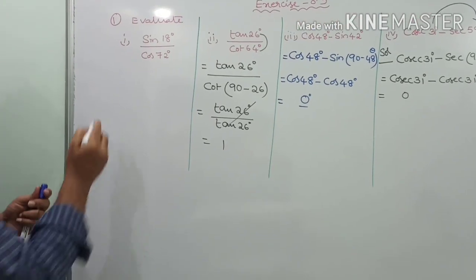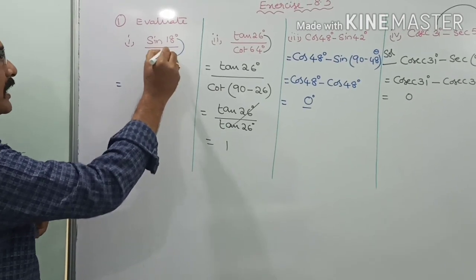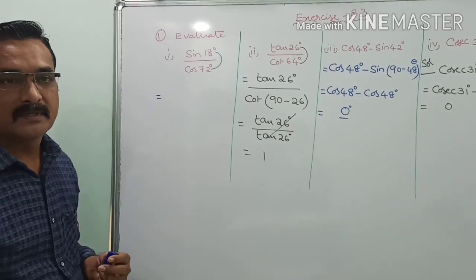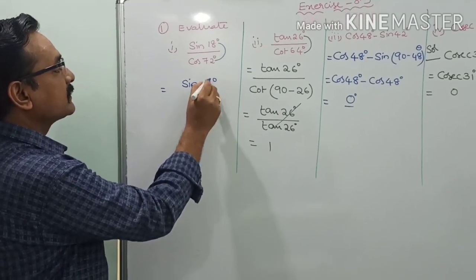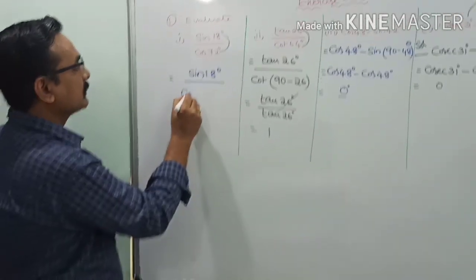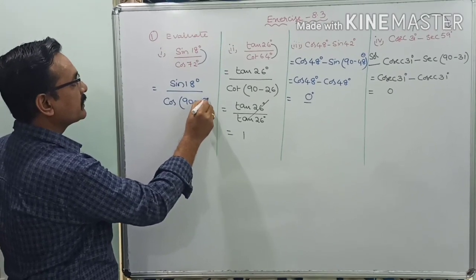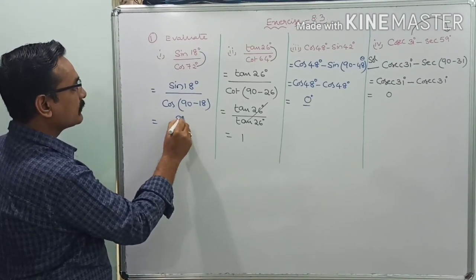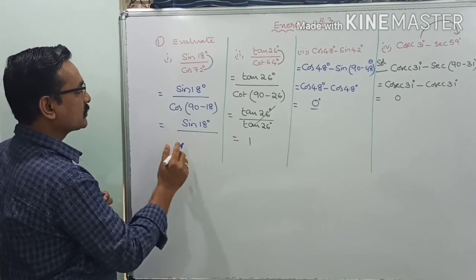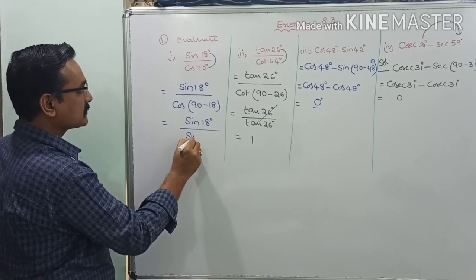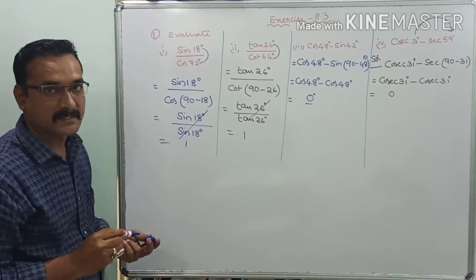And in question number 1, sine 18 degrees and cos 72 degrees, if you add these both, again we get 90 degrees. In the numerator I am not changing anything, sine 18 degrees, and in the denominator instead of 72, I write cos of 90 minus 18. Now cos of 90 minus theta equals sine theta, so sine of 18 degrees by sine of 18 degrees, both get cancelled, and the answer is 1.